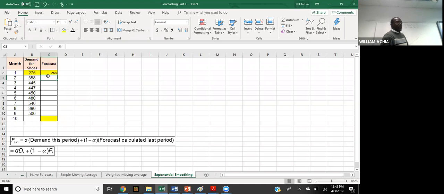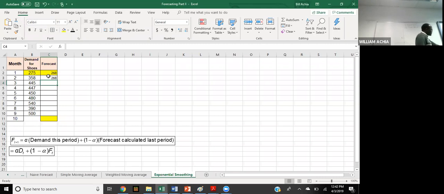Okay. I could go the naive route and say let's make my forecast for period two equal to the demand for period one. So if that's the case, then I'd have a 275 there. Or I could decide and say, let's maintain the forecast for that first time period. So let's make February's forecast 268. Okay, those are two extremes. Usually you want it to be somewhere in between those two. That's where this exponential smoothing formula comes into play.